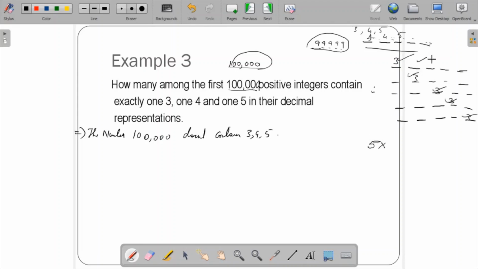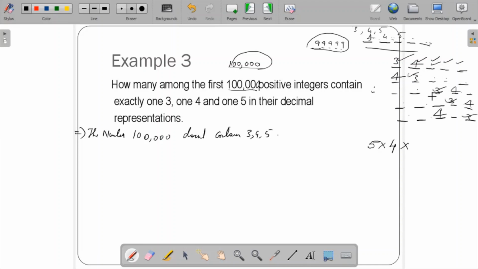How many places are there? 1, 2, 3, 4. Next is exactly one 3, one 4 and one 5. So 4 can be arranged in what? 3 is already occupied. The remaining places are 4. Now for example, somewhere 4 might be over here, somewhere over here, again somewhere over here. I'm just giving a random example. 4 can be arranged in these 4 places anywhere, but the only thing is it should not be repeated.